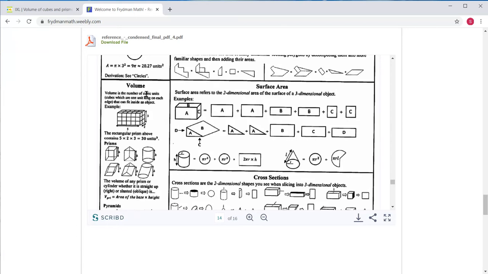Volume is the number of cubic units, and cubic units are cubes which are 1 unit long on each edge, that can fit inside an object. So here's an example. The rectangular prism above contains, well, you can see that the length is 5, so it's 5 units from the left to the right. It's 2 units from the front to the back, so we can say that the width is 2 units, and it is 3 units from the bottom to the top. So we can say that the height is 3 units.